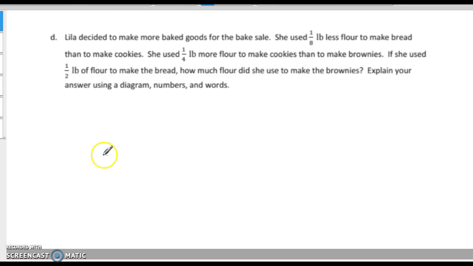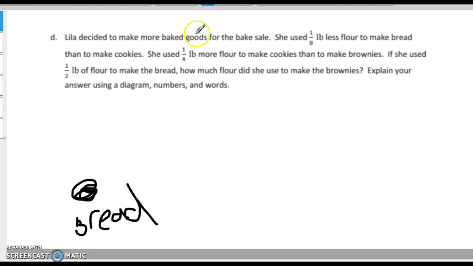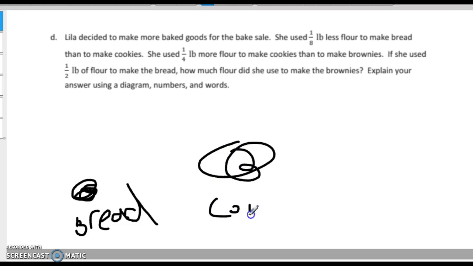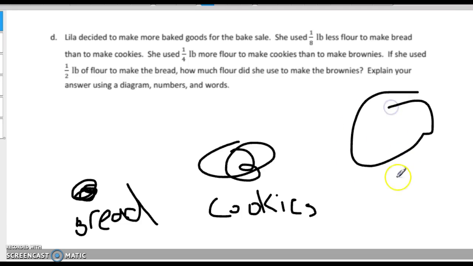So let's think about this relationship here. We've got a little bit of flour here that we're using to make bread, but we used less flour in the bread than we used in the cookies. So we've got more flour in the cookies, but we used less flour in the cookies than we did to make the brownies. So we have to figure out how much more for the brownies. And we can do that using those relationships that are outlined here.